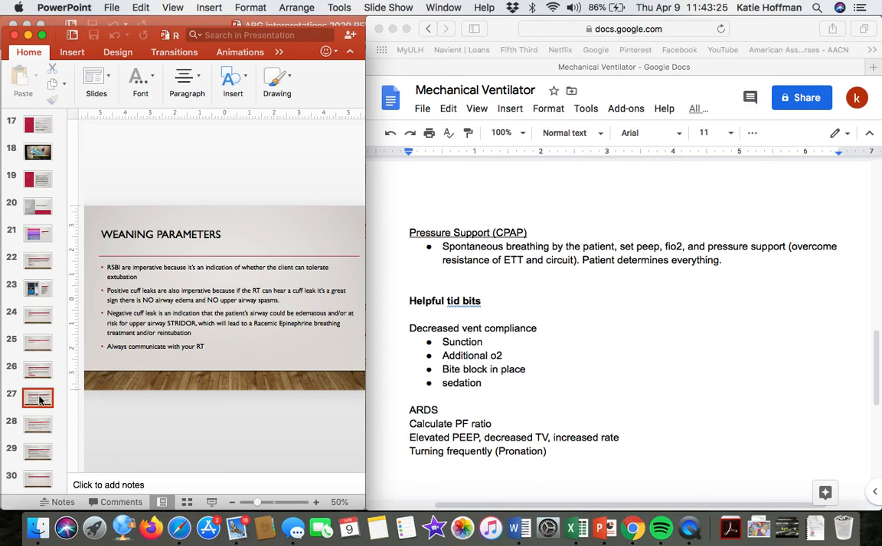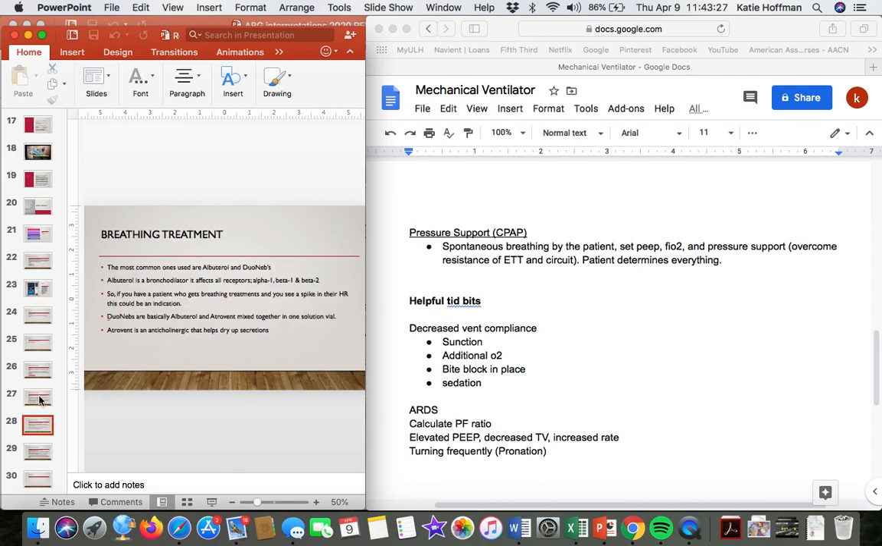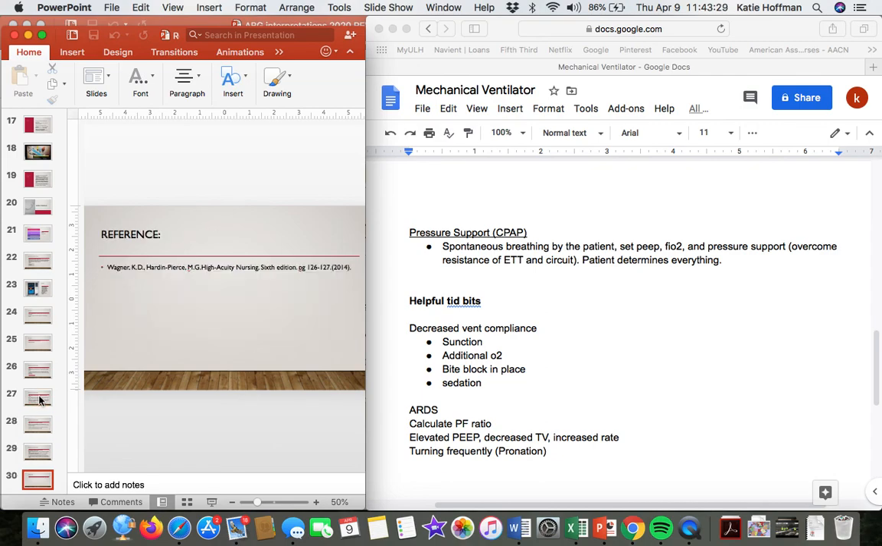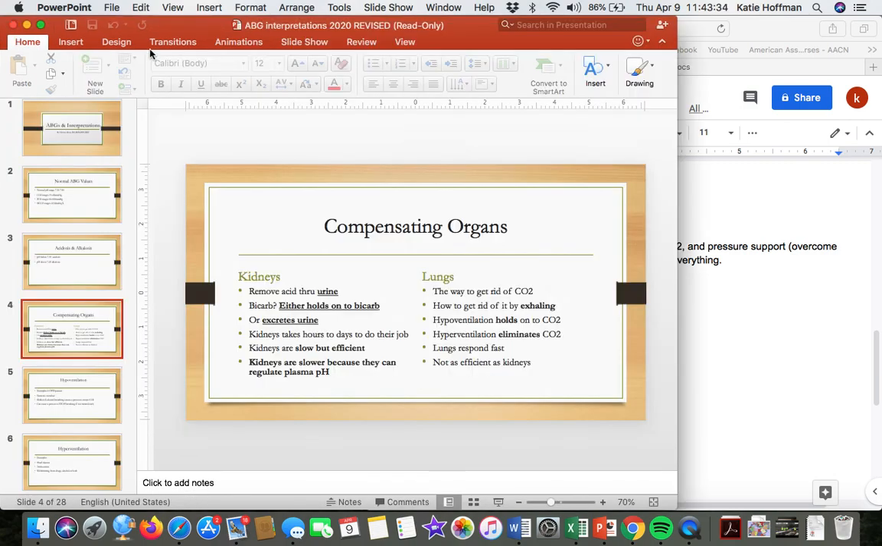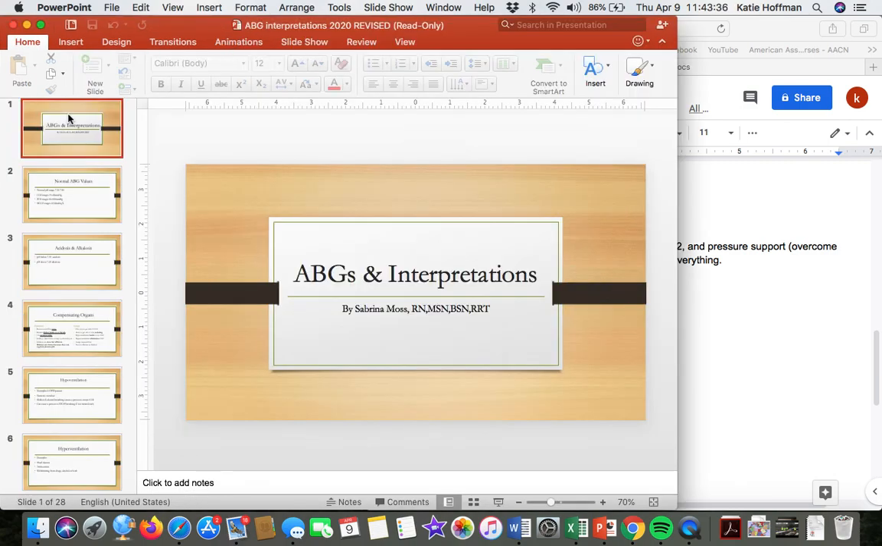And the RTs are such a great resource. I mean, they get all those weaning parameters. They call the physicians and tell them the weaning parameters. So they pretty much know what's going on there. But it is helpful just to understand what is going on as far as the weaning parameters that we're obtaining.